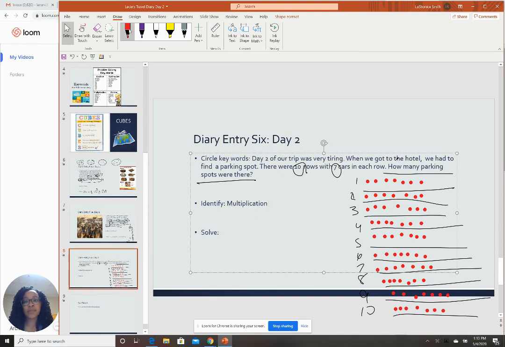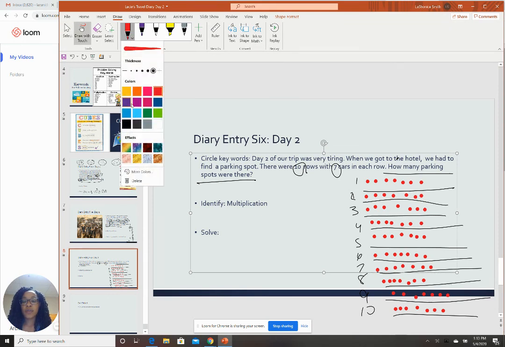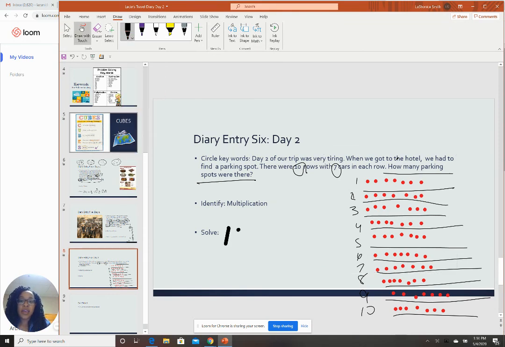So now it's time to solve. So if we have 10 rows, we're going to do 10. And how many times are we counting? 7 times. 10 times 7 equals. So you can count it up, or if you already know your multiplication facts, you could know that 10 times 7 is 70 parking spots.